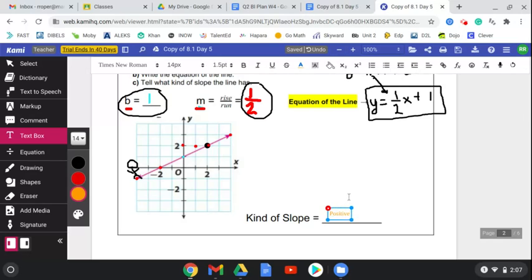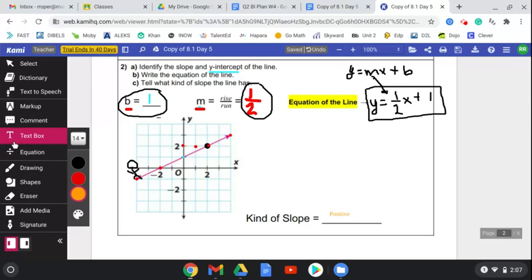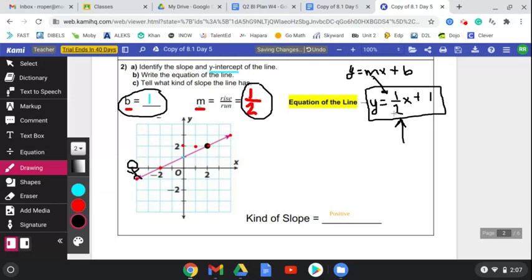What kind of slope is this? This is positive slope. I can tell that by looking at the line graphed. I can also tell that by what m is. m is 1/2. 1/2 is a positive number, and so this has positive slope.